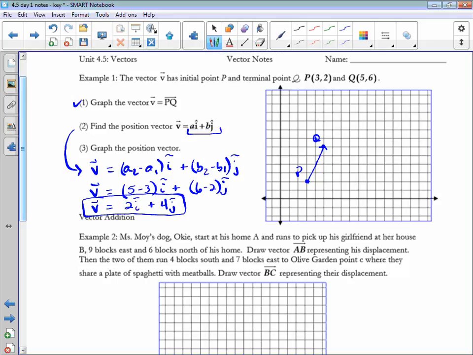Then there's the form if you wanted to write it in component form. Okay. It looks like an ordered pair, but we're going to use the angled brackets because you're not just plotting one point. You're saying my change in x is 2 and my change in y is 4. So the component form of this would look like 2, 4.